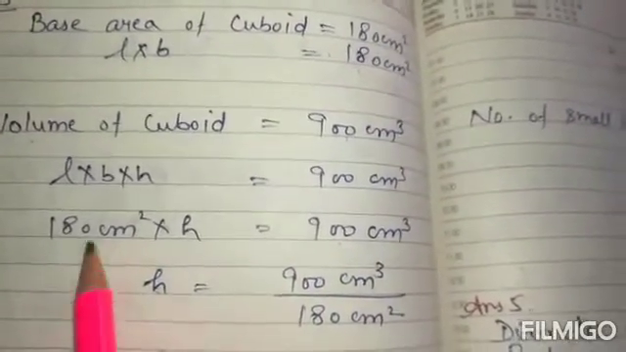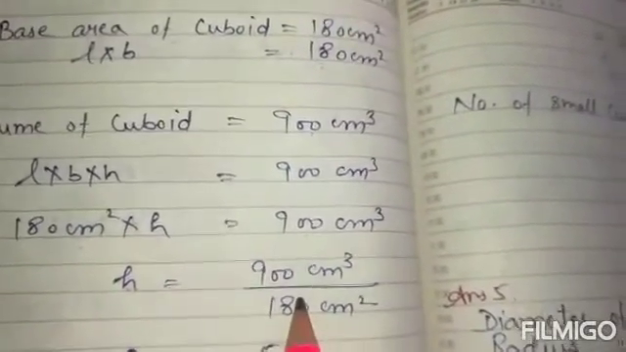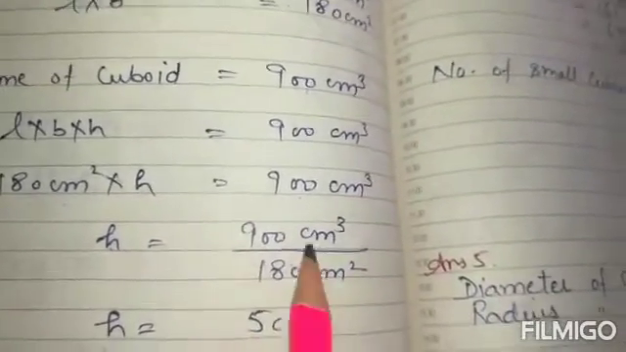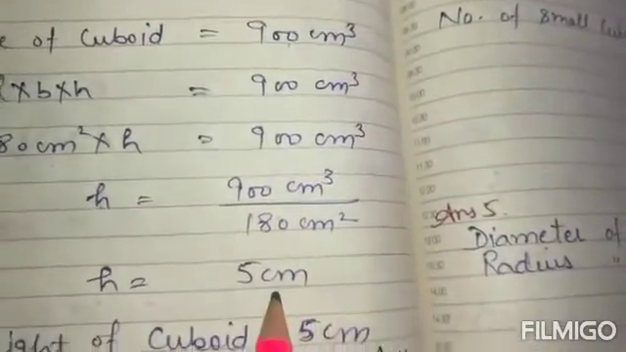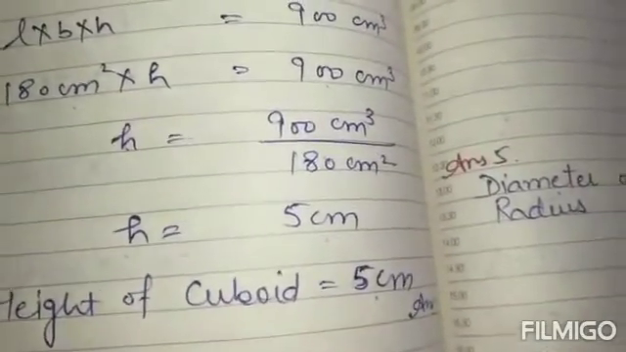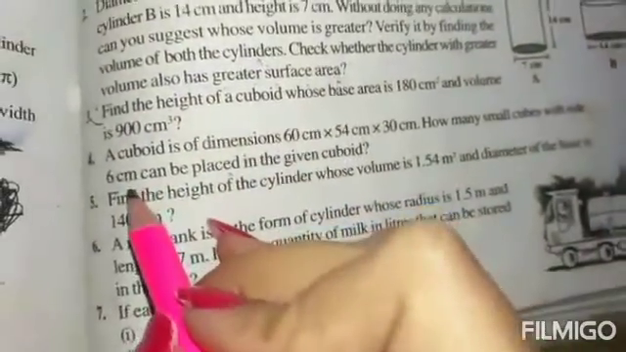Now h will remain here, 180 centimeter square will divide the 900 centimeter cube. When you cut it you will get 5 centimeter. That is height of the cuboid equal to 5 centimeter. That is the answer.